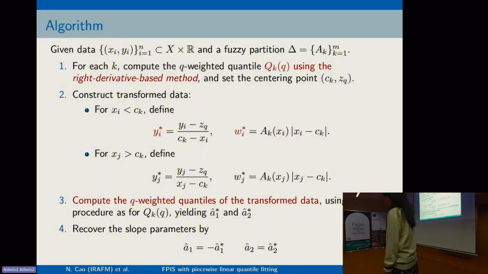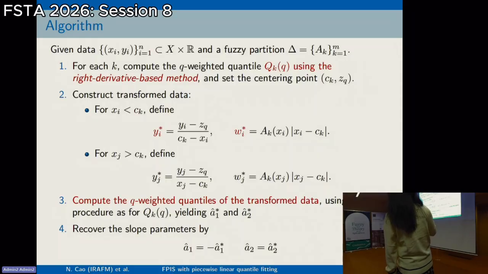These are very general steps. We can discuss in detail later. Assume we have the observation data x, y, and the data is fuzzy partitioned. For each case, we compute the constant weighted quantile Q_k by the right derivative based method. And then we determine the central point.